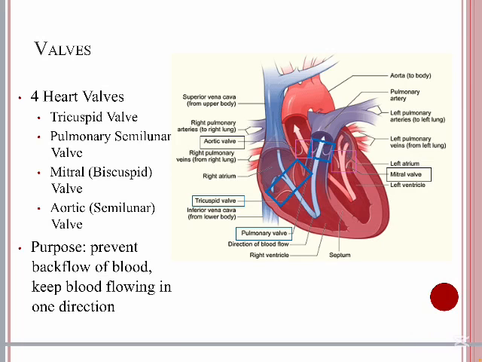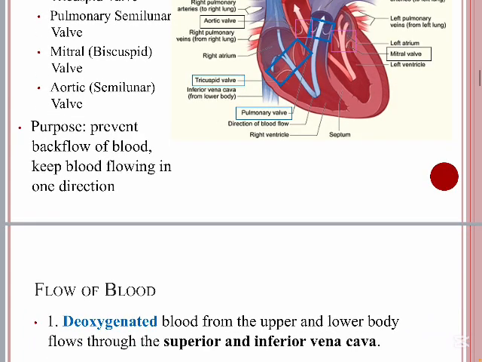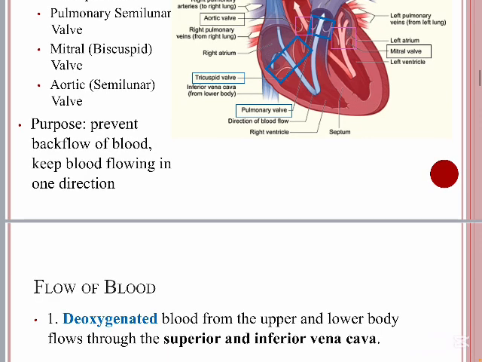Valves. The heart valves are the tricuspid valve, pulmonary semilunar valve, mitral or bicuspid valve, and aortic valve. Their purpose is to prevent backflow of blood and keep blood flowing in one direction.